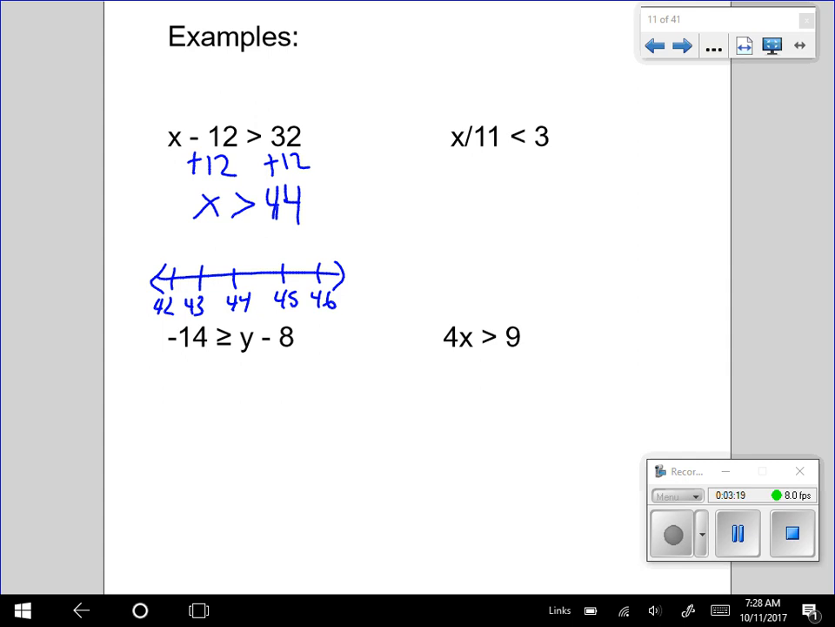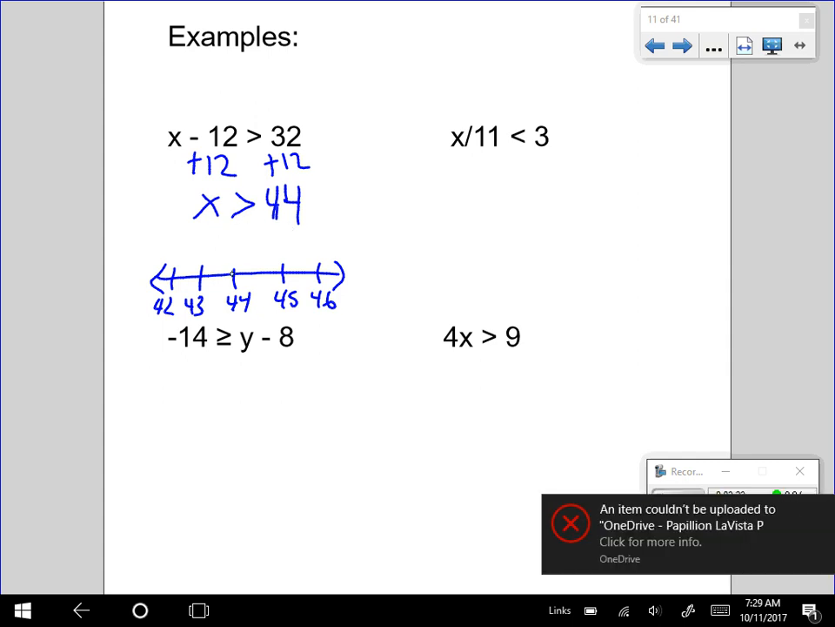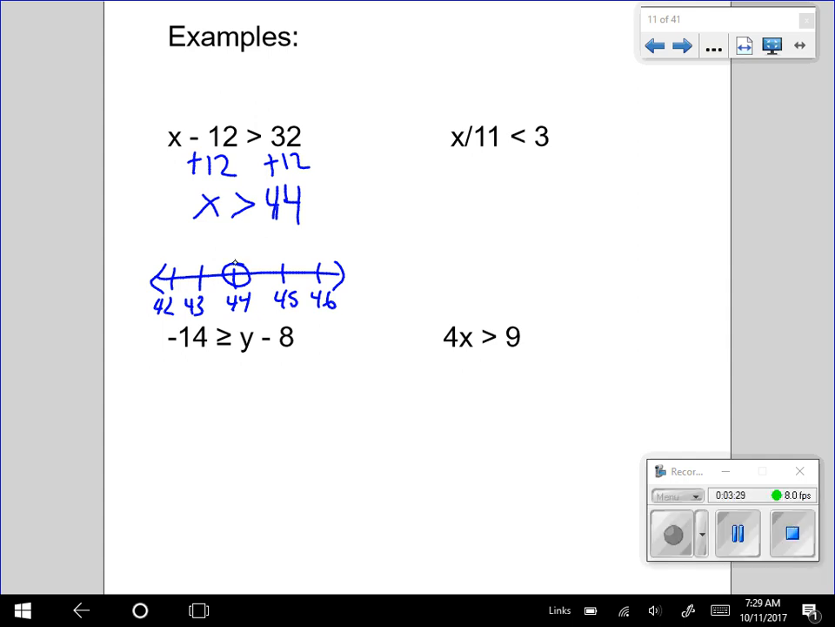Okay, so now I have to determine, is it an open or closed circle at 44? In this case, it will be open, because it's not greater than or equal to. And then I have to determine which way I'm shading. My x is on the left, my x is first, so I can look at the arrow here. It's going to be bigger, so I want to shade all the bigger numbers, so this would be bigger. And then we're done.